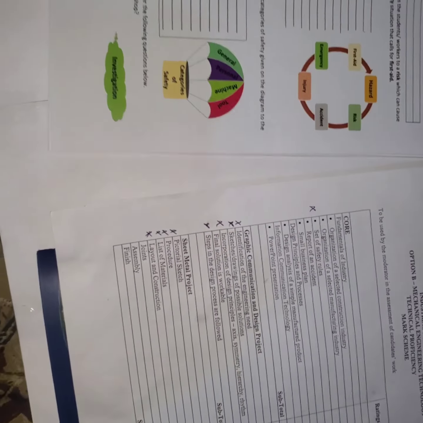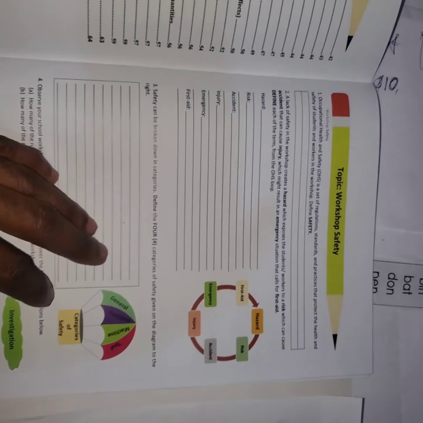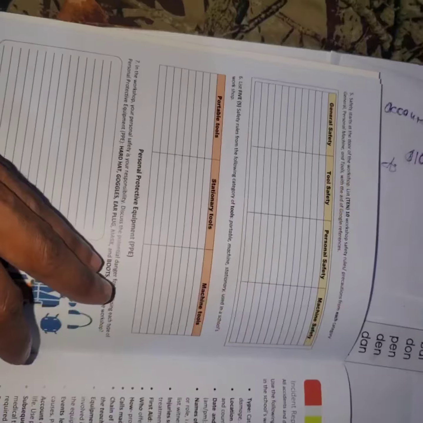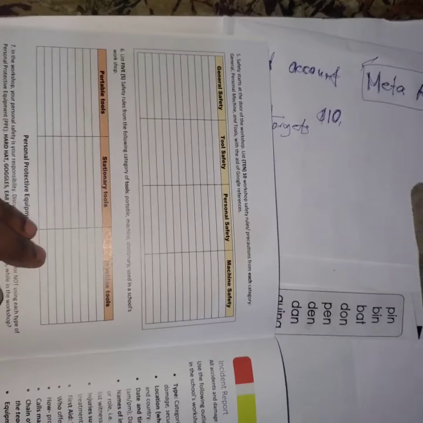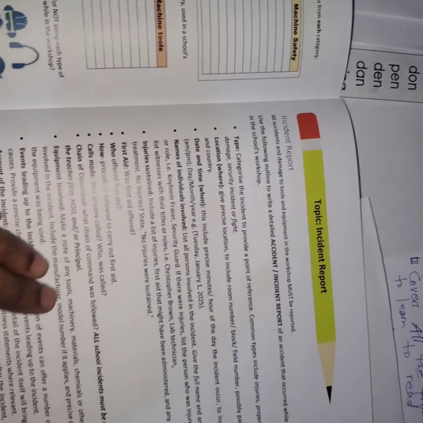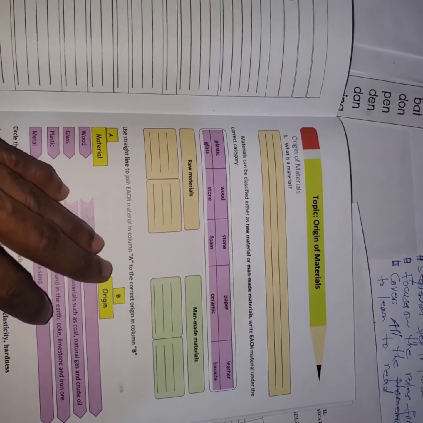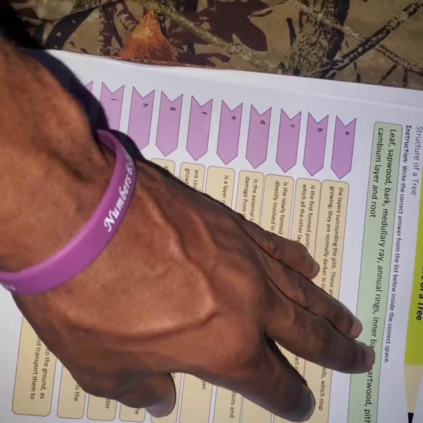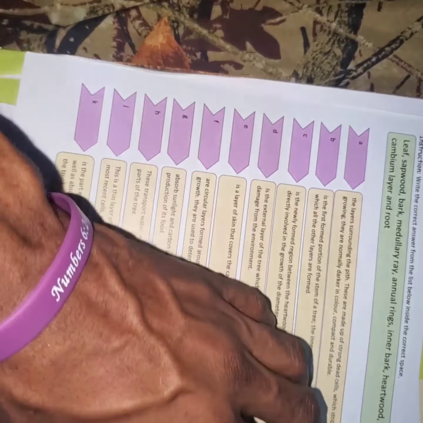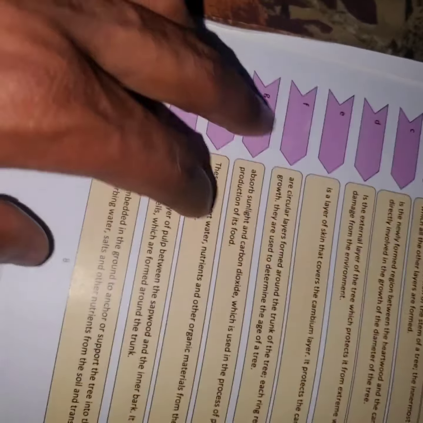So this book covers safety now. The first part covers safety, more safety, general personal, tool safety, incident report. In this incident report, it's very colorful. Structure of a tree, we covered that. That's a different part of the tree. So instead of students writing in this space, they would choose from these to fill in those.